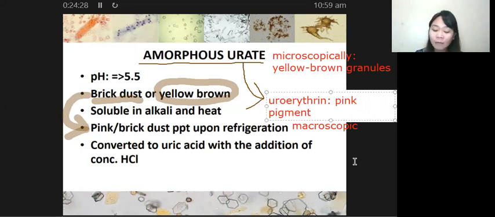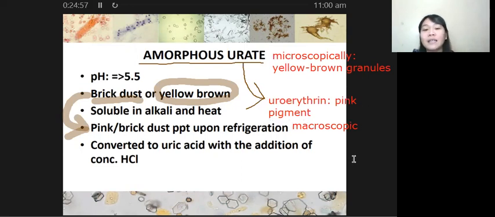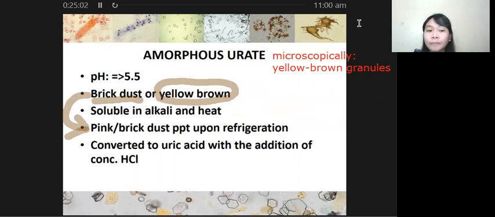And when it comes to its solubility characteristics, we already mentioned this in our causes of turbidity. Take note that your amorphous urate is dissolved by heat or warming and by the addition of sodium hydroxide or any dilute alkali for that matter. So those are the things that you have to remember for your amorphous urate. So what does it look like in a urine sample?